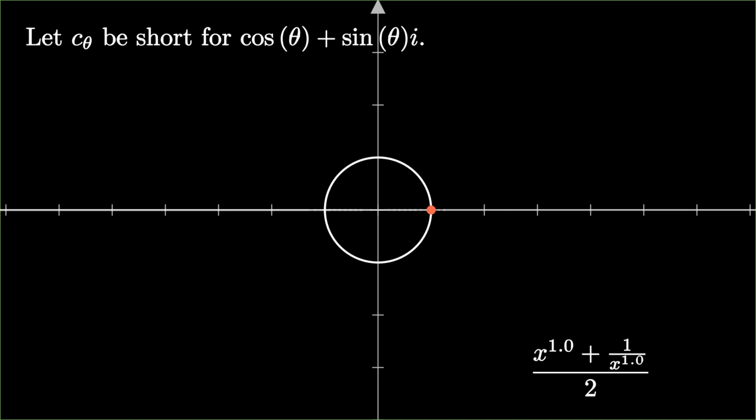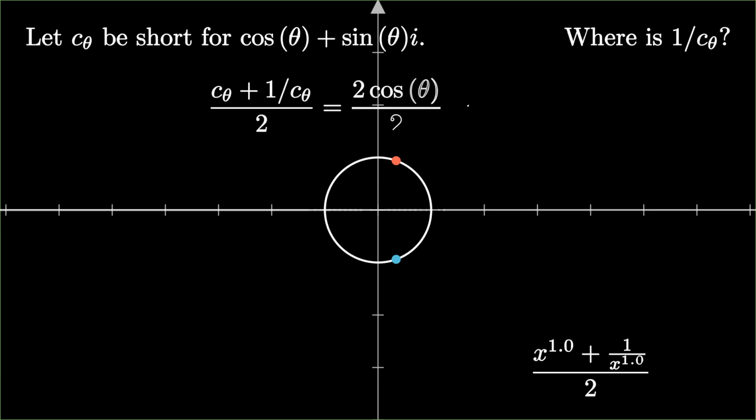If we're computing our function at this point, we'll want to know what 1 by x is. So where is 1 by c(theta)? c(theta) had length 1, so 1 by c(theta) will also have length 1. c(theta) had angle theta, so 1 by c(theta) should have angle minus theta. When you add up c(theta) and 1 by c(theta), the imaginary components cancel out. What you have left is the sum of their real components, which would be cos of theta plus cos of theta. So the function value is this divided by 2, which is cos of theta. So yes, this simple complex function was actually plotting cos of theta on a cylinder.